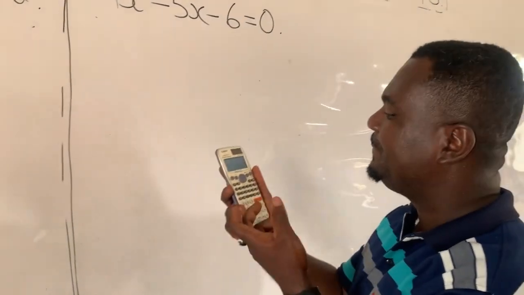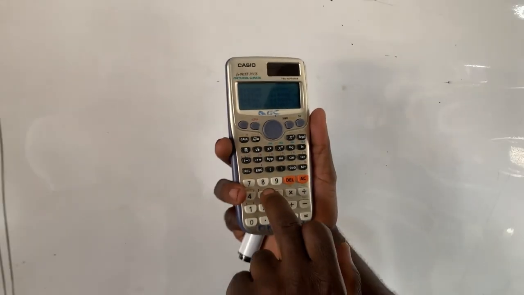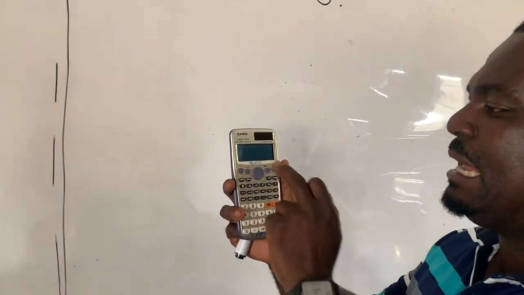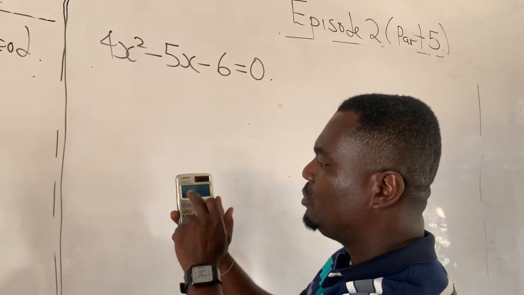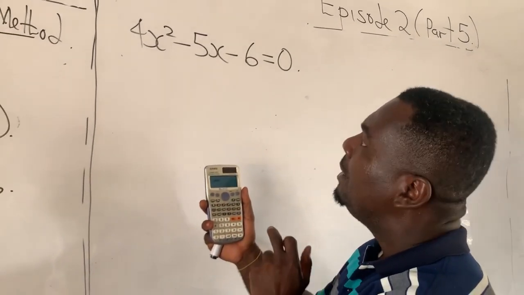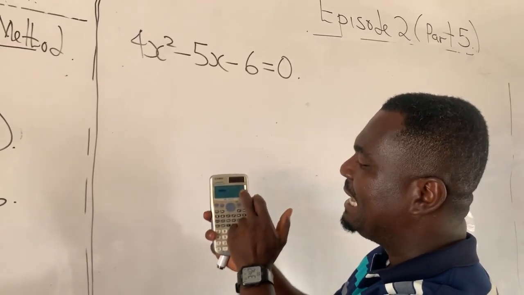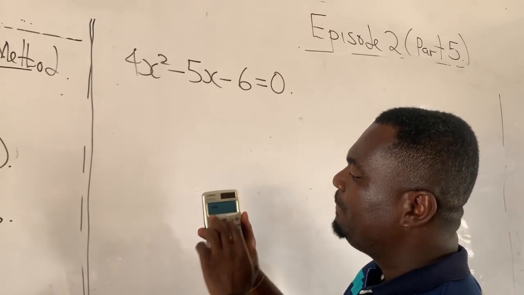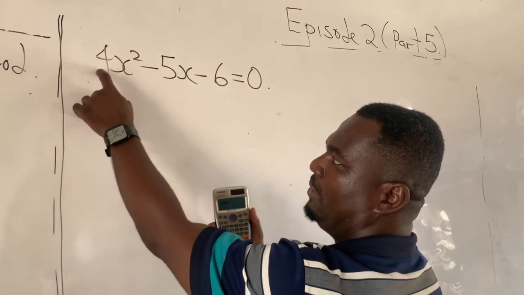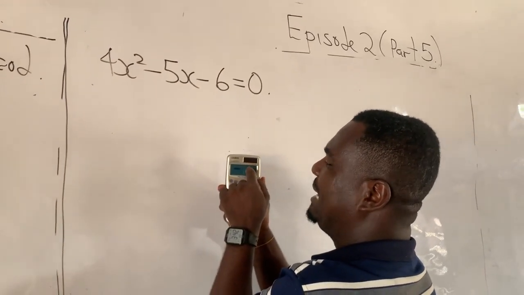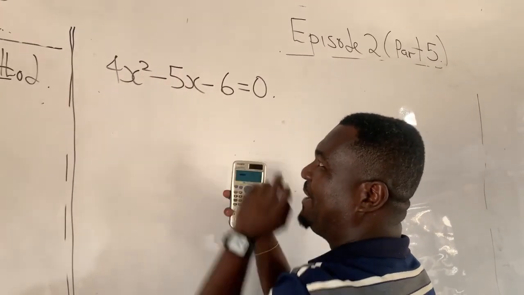So I'll go straight. I'll go to mode. Then I'll go to equation. Equation is number 5. Then where is the quadratic equation? Quadratic equation is number 3. 1, 2, 3. So I'll punch my 3 here. Yes. Looking at the calculator interface, we have A, B, C. Meaning our A is 4. Meaning the B on the calculator means our B is negative 5. Not 5, it's negative 5.